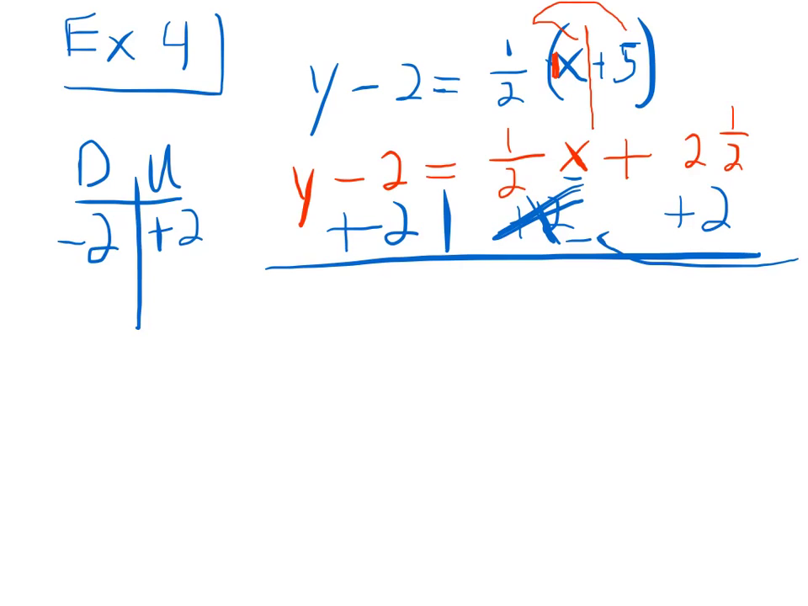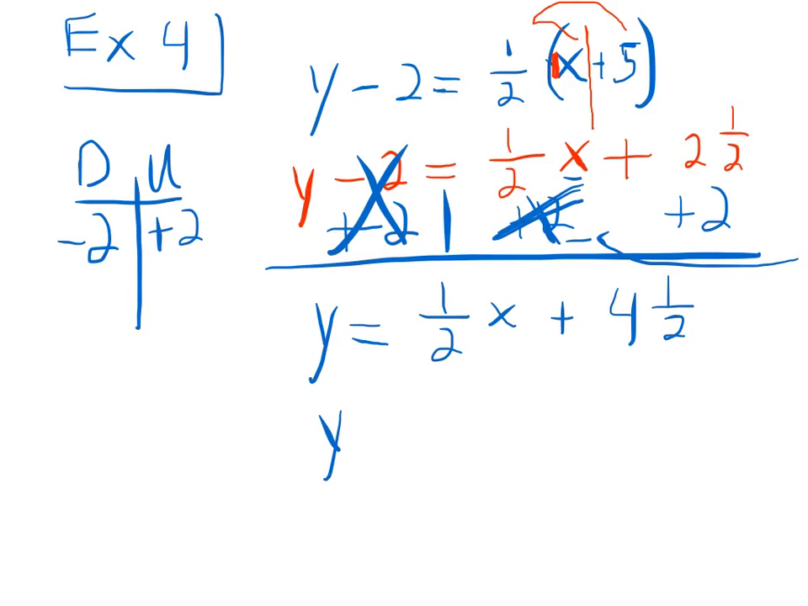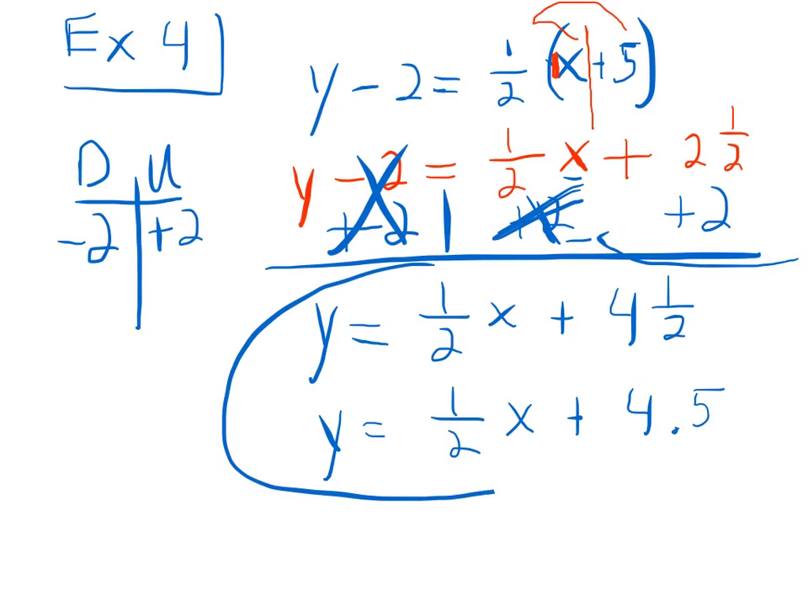Okay, the 2.5 plus 2, I can definitely add those. They're just regular numbers. Okay, so I'm going to rewrite this. Y, the minus 2 and plus 2 cancels. I'm left with y equals, okay, 1/2 x doesn't change because I didn't combine it with anything. And then the 2.5 plus 2 would just be plus 4 and 1/2. Or you could write the y-intercept as a decimal, y equals 1/2 x plus 4.5. Okay, either one of these two would work. Alright, last example.